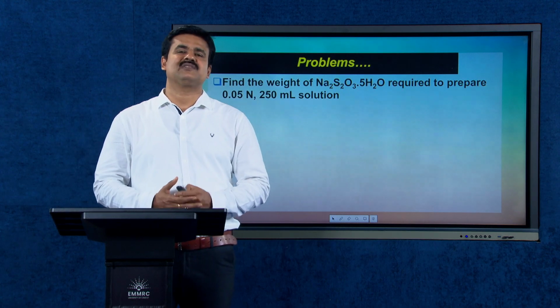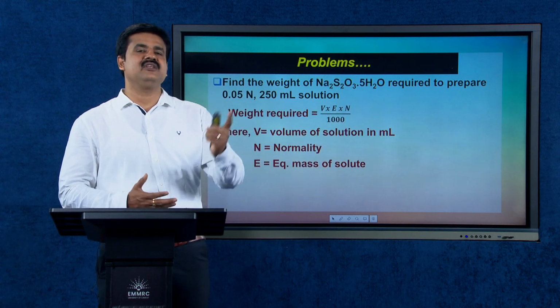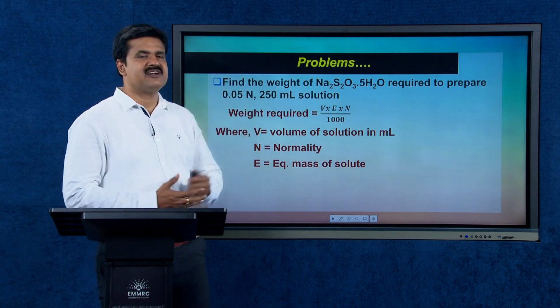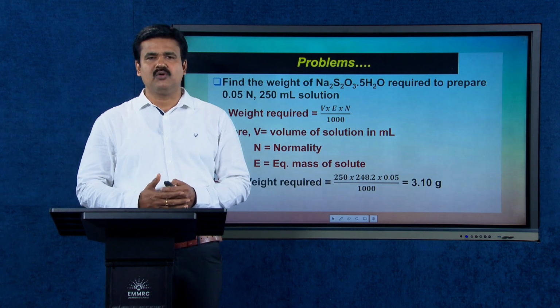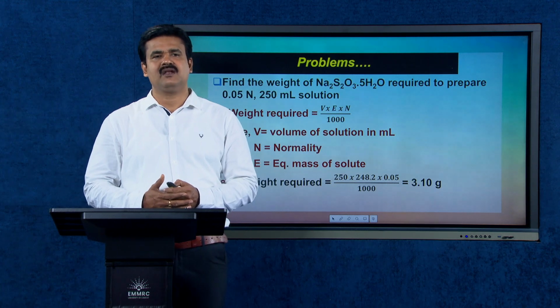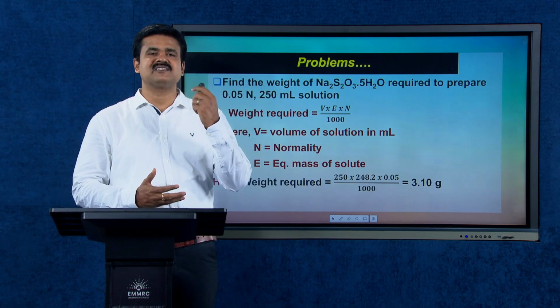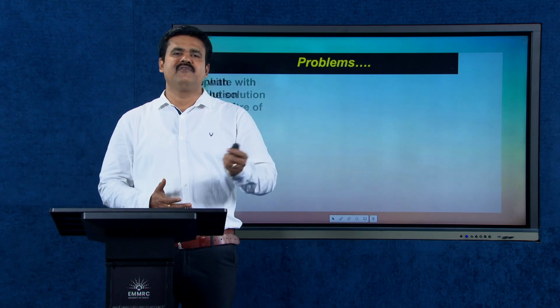Find the weight of Na2S2O3 required to prepare a 0.05 normal, 250 ml solution. Again, you can use the same expression, weight required equals V into E into N divided by 1000. V is volume, N represents normality, E represents equivalent weight. Substituting the respective values, we get the weight required equals 250 into 248.2 into 0.05 divided by 1000, that is 3.10 gram. That means 3.10 gram of sodium thiosulfate pentahydrate is weighed accurately, transferred into a beaker, and made up to 250 ml in a standard flask, and you will get a 0.05 normal solution. Moving on to another example.